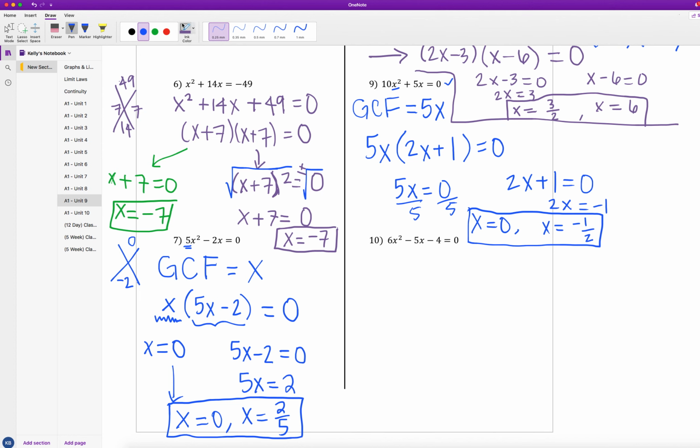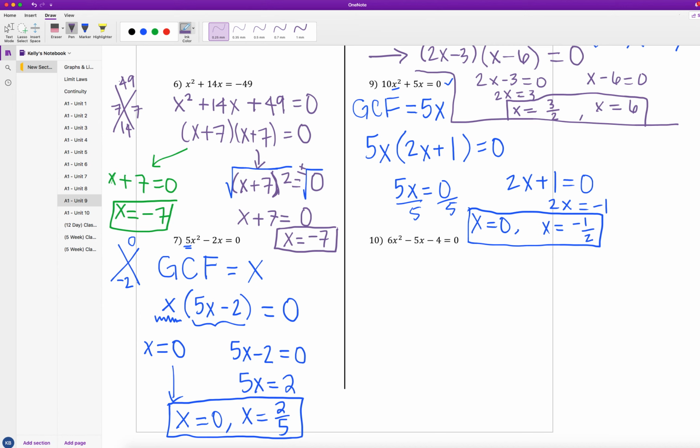Now into our last example. So on our last example here, it says 6x squared minus 5x minus 4 equals 0. Why don't you guys pause the video and solve example 10 on your own first. Okay, let's check example 10.